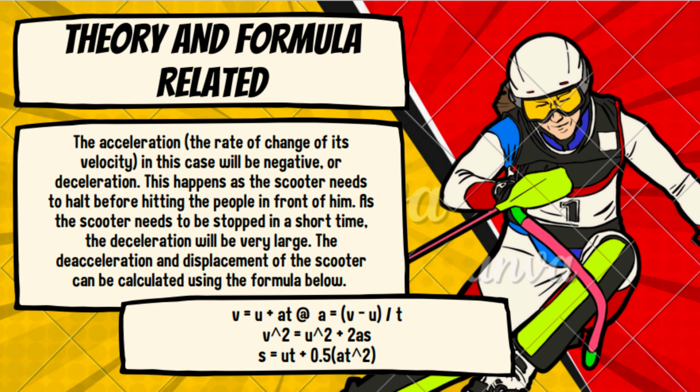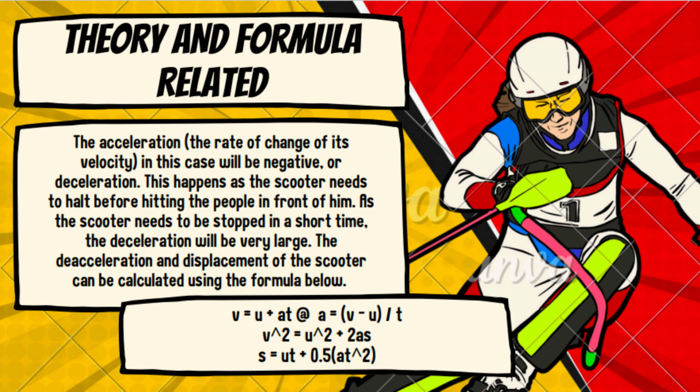The theory in this case: the acceleration, or the rate of change of velocity, will be negative, which we call deceleration. This happens as the scooter needs to halt before hitting the people in front of it. Halt means that the scooter velocity needs to be reduced from its maximum or initial speed to 0 meters per second. As the scooter needs to stop in a short time, the deceleration will be very large.